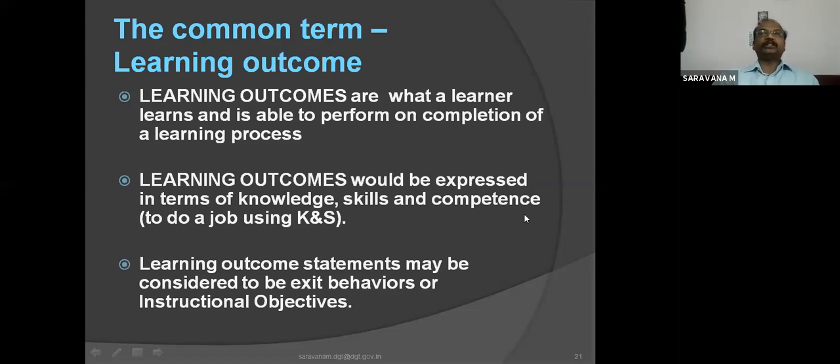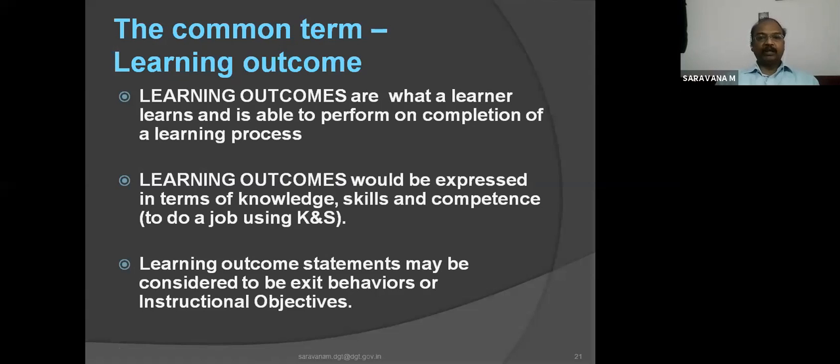Competence means that after completion of a particular trade, he or she is competent enough to draft children's garments, or any garments, ladies' garments or gents' garments, or, for related computer work, to design a banner. That is the competence. After successful completion of the course, what she will be able to perform properly, as per the market requirement or the industrial requirement, is called competence. So learning outcomes would be expressed in terms of knowledge, skill, and competence.